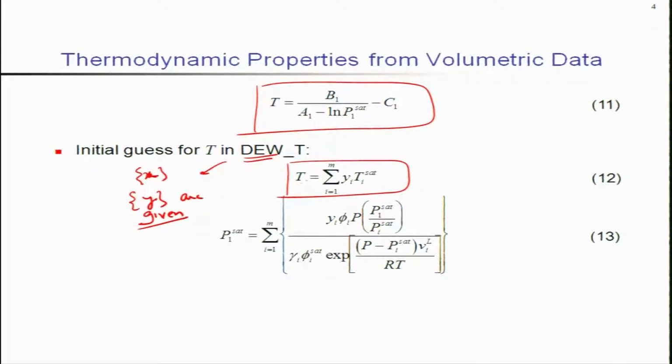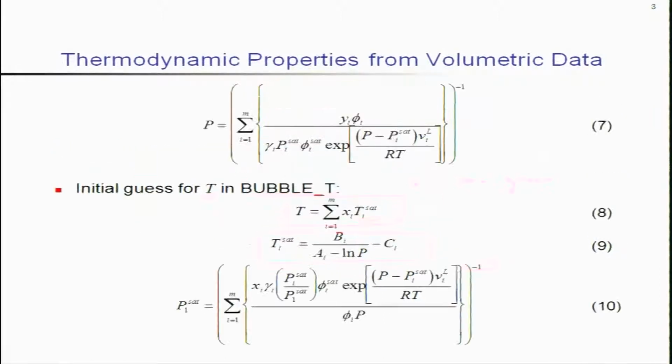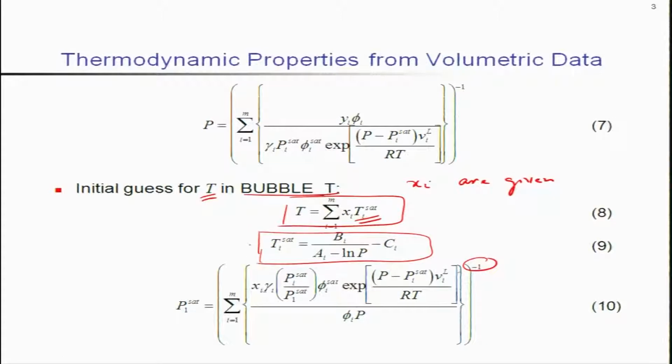So, again you start with a weighted value of temperatures of the individual component saturation temperatures with respect to the composition in the vapor phase. And here, since summation x is unknown, you are going to make use of equations where y is available. So, here what we have done is we have taken the P's here.